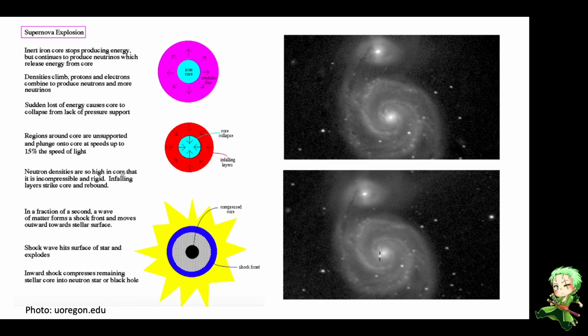So neutron densities are high in core, that is it is incompressible and rigid. Infalling layers, as I've said, strike the core and rebound. So in a fraction of second, imagine in a fraction of second, wave of matter forms a shock front and moves outward towards stellar space. So mag-form na siya og shock front which results to shock waves. So shock waves hit surface of star and explodes. So inward shock compresses remaining stellar core into either a neutron star or a black hole. So after the supernovae, the star would either be a neutron star or a black hole, which we will not discuss right now because that will be for a separate discussion.